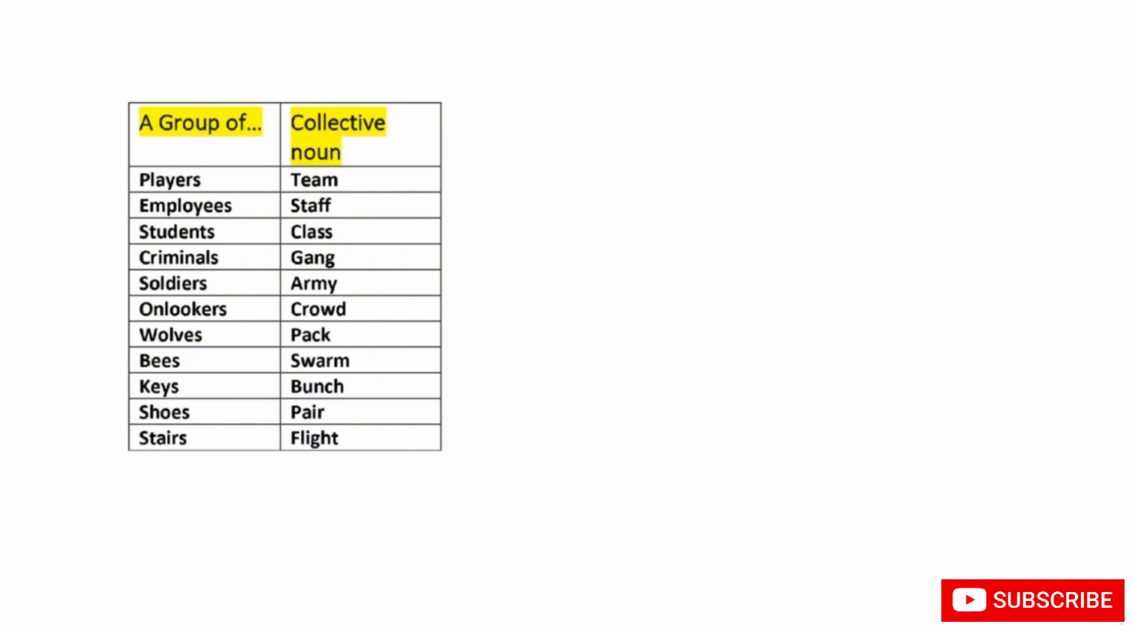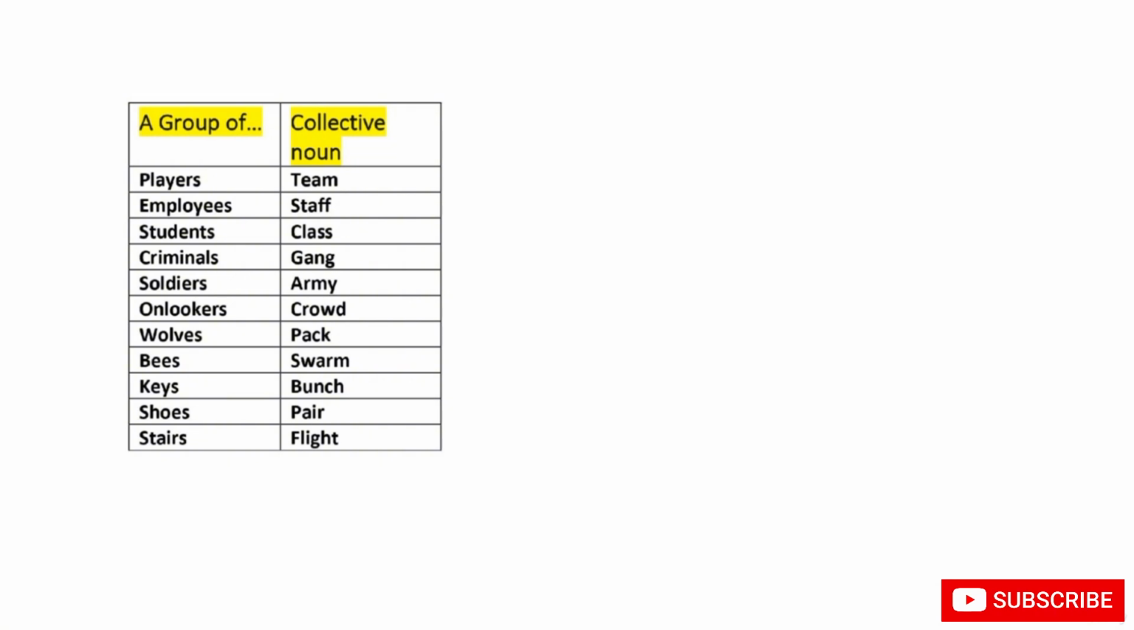What do we call a group of students? A group of students is a class. What about a group of criminals? A gang. A group of soldiers is an army. What about a group of onlookers? Onlookers means, let's say there's been an accident on the road, like there's been a car crash. Onlookers are the people that stand around the scene and they want to see what's happening. So what do you call a group of onlookers? We call them a crowd. Did you get that one?